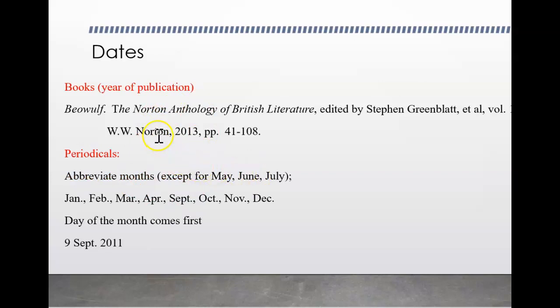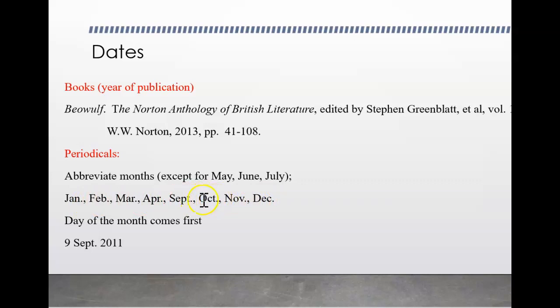Now, after the publisher comes the year of publication, and that's just, again, the year, Norton 2013. Then for periodicals, or newspapers or journals, you would include the month, date, year if it's given. You abbreviate all the months except for May, June, and July. Use the 3-month abbreviation for all of them except for September. I don't know why. That's just MLA.